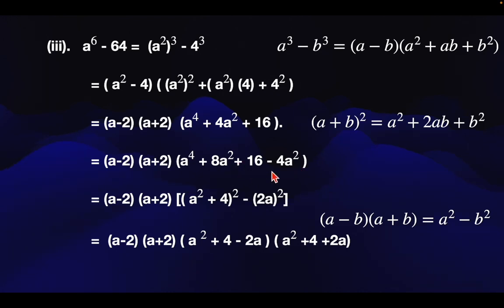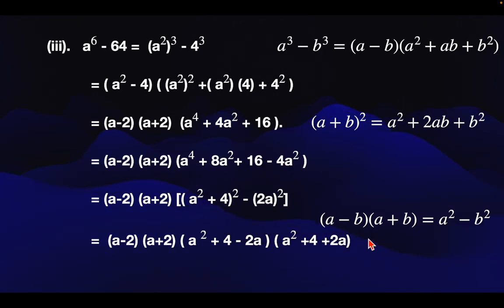So 8a square minus 4a square is 4a square. So there is no difference between this and this expression. I've written it in this form to bring it into this identity. So here it is. So this expression becomes a square plus 4 the whole square minus 2a the whole square, like this.